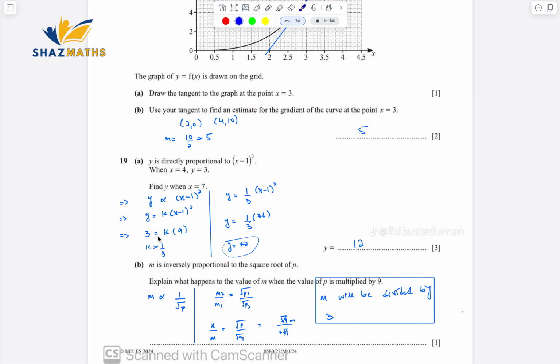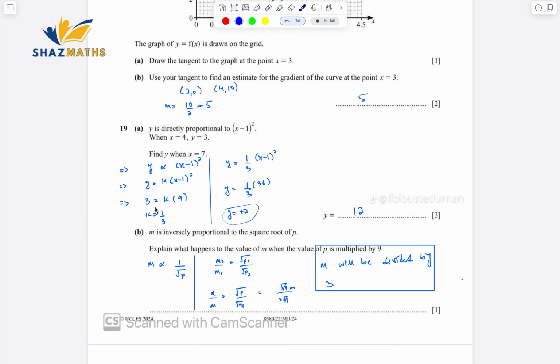So the conditions are given. y is 3 when x is 4. 4 minus 1 is 3, 3 squared is 9. So k would be equal to 1 by 9. That means the connecting equation is, you have to show the connecting equation, remember? So y equals 1 by 9. My bad, it's 1 by 3. Let me make a correction. So 1 by 3 times x minus 1 whole squared.